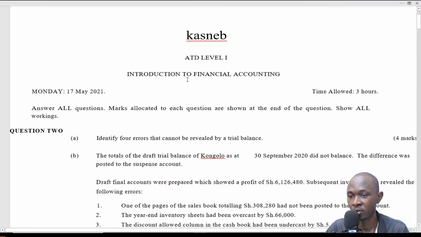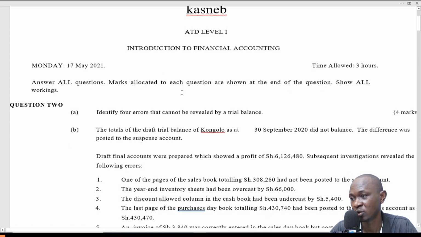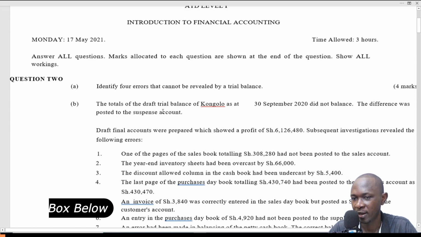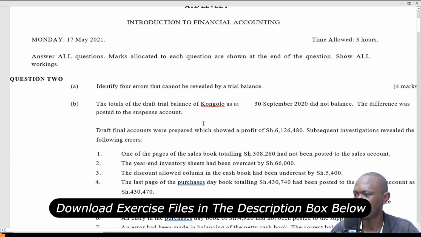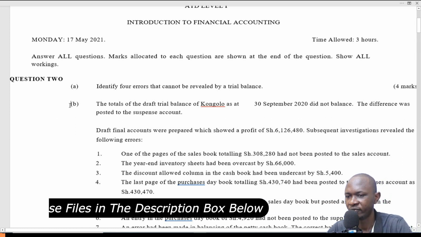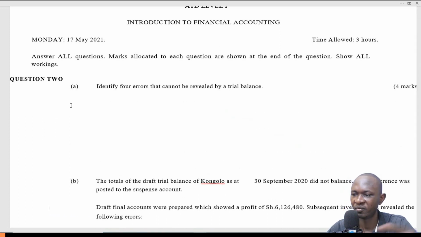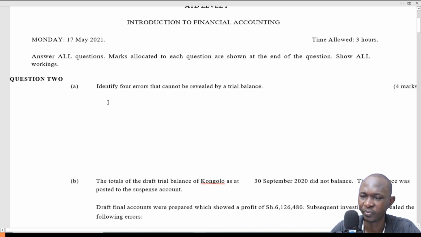So welcome again. We are going to proceed, and this time round we are doing question number 2, May 2021 ATD Introduction to Financial Accounting paper. Question 2: identify 4 errors that cannot be revealed by the trial balance. There are so many, but for the sake of it, we'll just mention the 4 that the examiner is interested in.